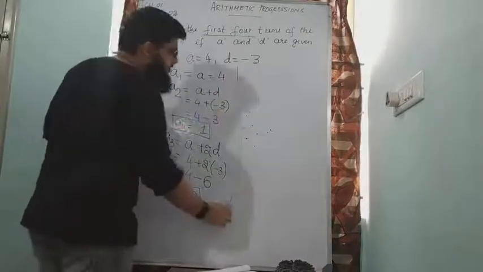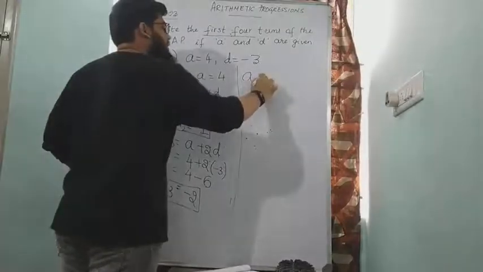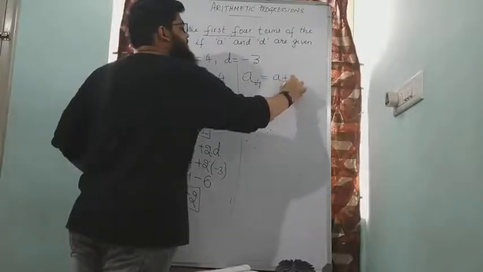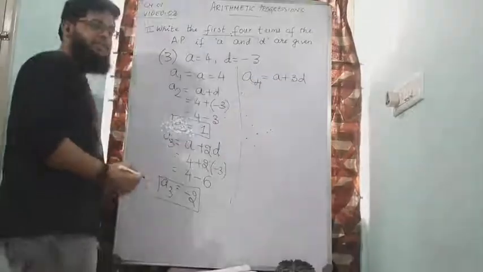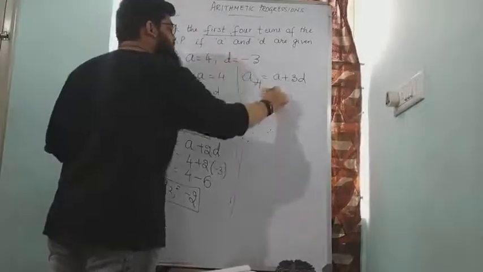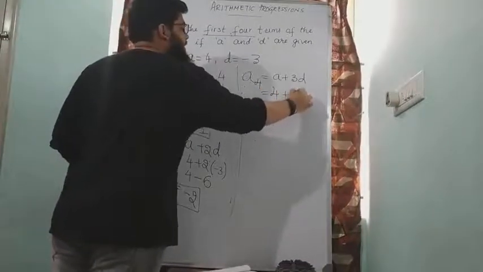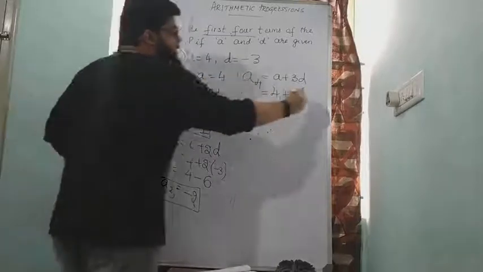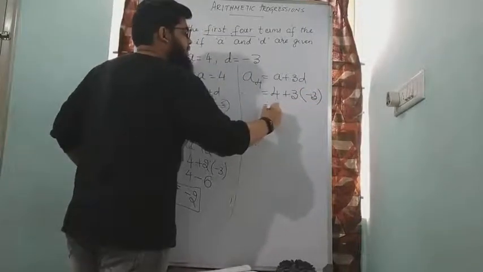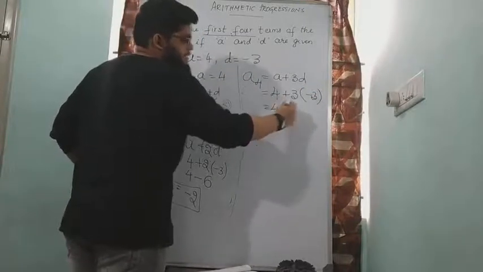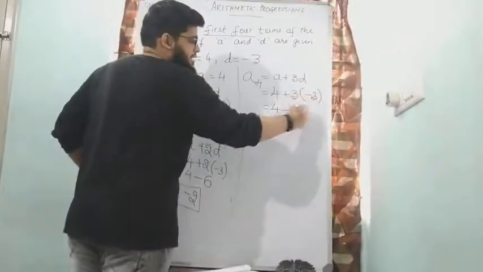Let us now solve for A4. A4 will be A plus 3D according to the general form. The value of A is 4 plus 3 into the value of D is minus 3. 4 plus into minus is minus. 3 into 3 is 9.